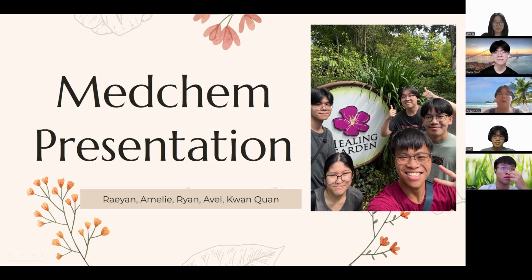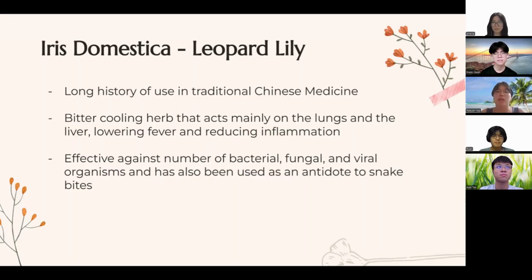Firstly, I will talk about the flower that I chose, which is Iris domestica, also known as leopard lily. It has a long history of use in traditional Chinese medicine. It is a bitter cooling herb that acts mainly on the lungs and the liver, lowering fever and reducing inflammation.